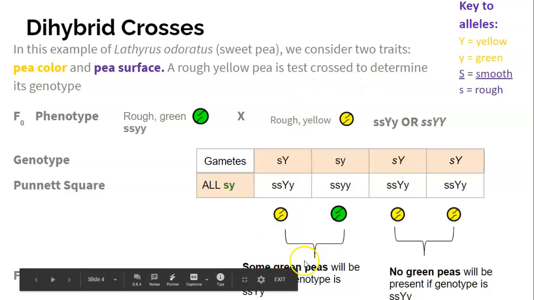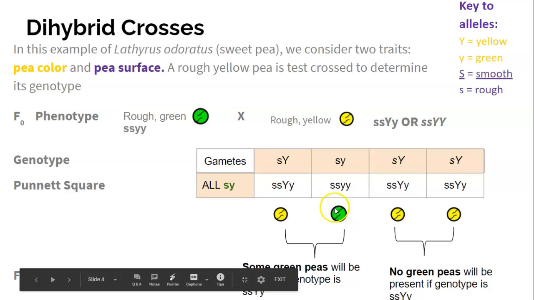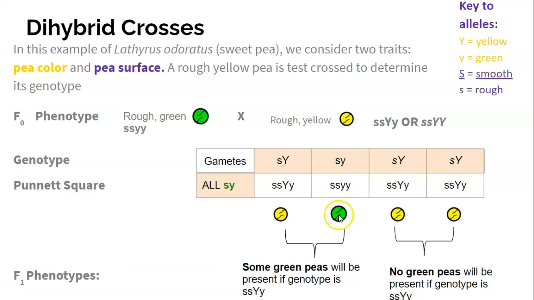If I got some green peas as my offspring, I would know that my rough yellow pea would have to be heterozygous because that's the only way I could get my green peas. However, if all of them came back yellow, I would know that my genotype for my rough yellow pea is homozygous dominant because there's no possible way for me to get a green pea, so I wouldn't have any offspring with green peas.